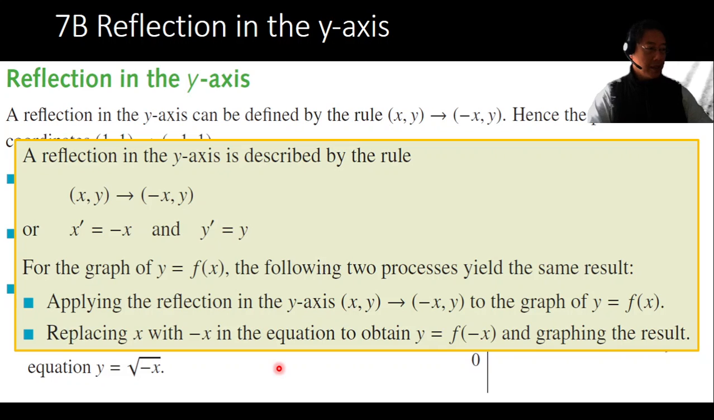And here's the summary again. So it's pretty much what I just did.